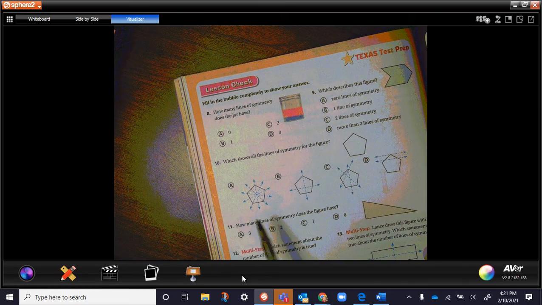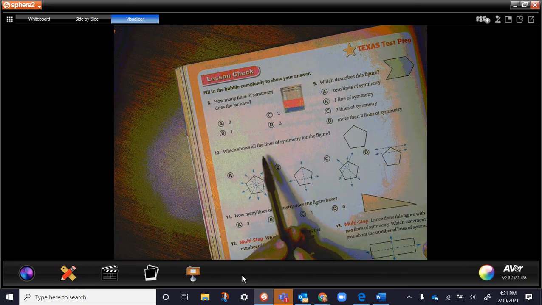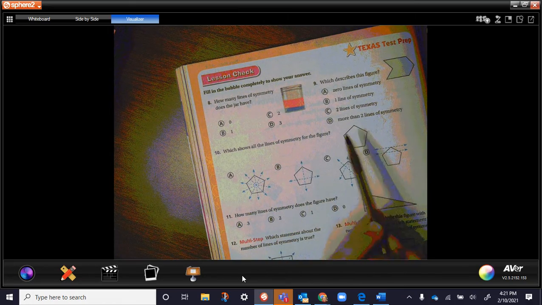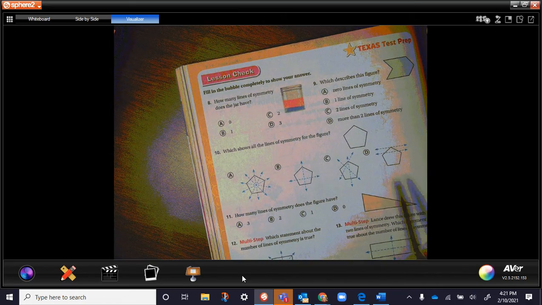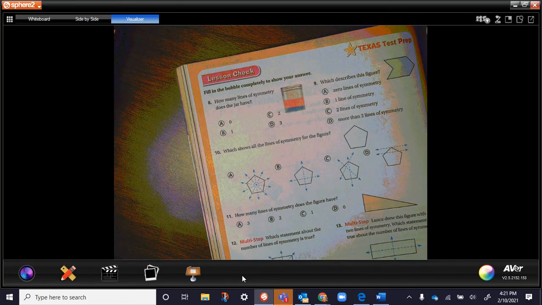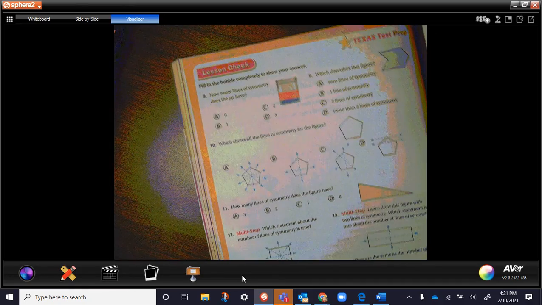Number 10, you're trying to figure out, it says, which shows all the lines of symmetry for this figure. So look at this figure. Which one of these examples is showing the correct line of symmetry there? So just put your letter A, B, C, or D.